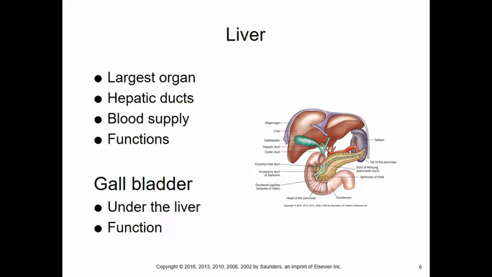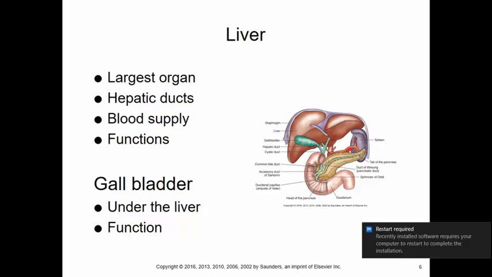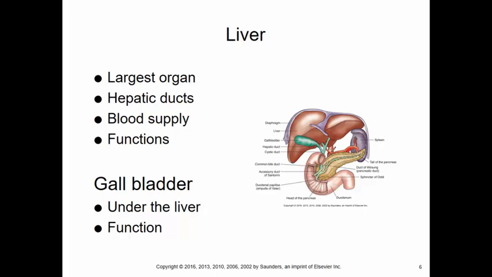The liver is the largest organ in the body other than the skin, and it's mostly located in the right upper quadrant of our abdomen. It includes hepatic ducts. There is a right and a left hepatic duct, and they transport bile from the liver into the common bile duct and then into the duodenum, or the gallbladder, depending on if it's going to be stored or used.